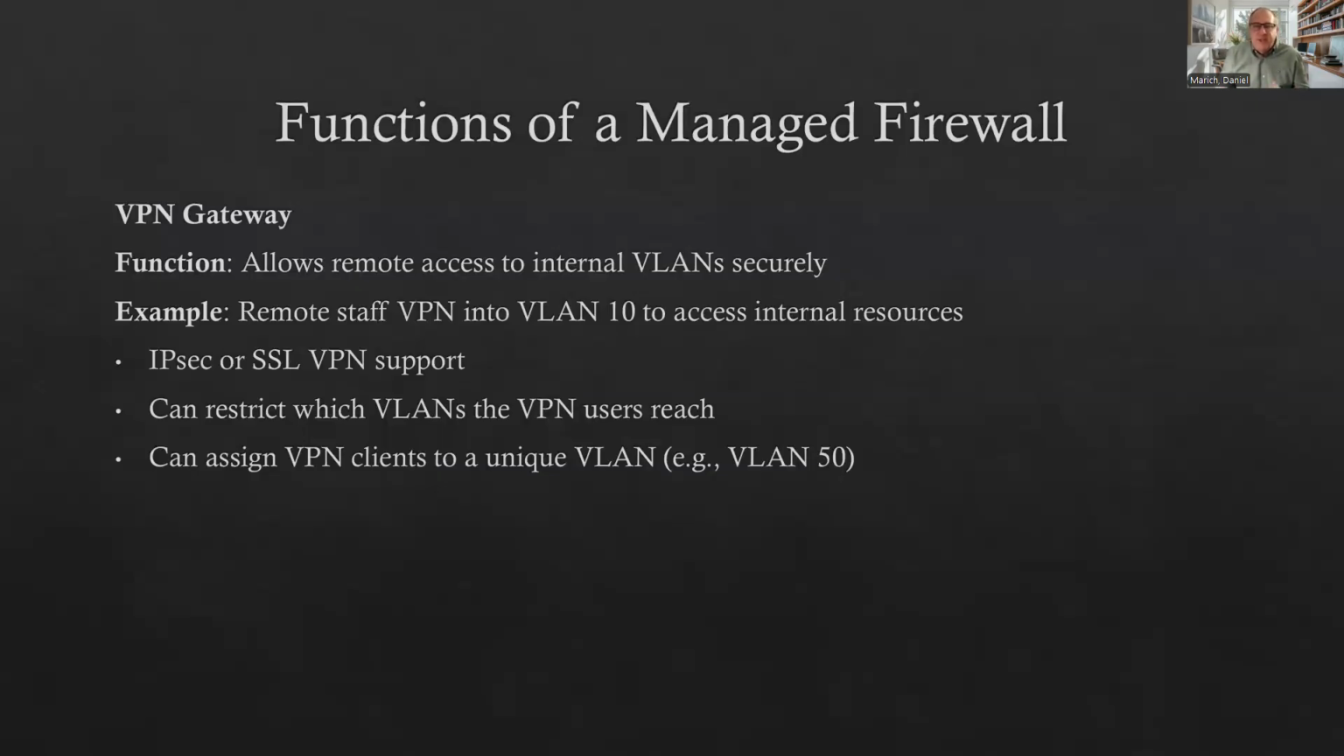least privilege. In some cases, VPN clients can even be placed into their own isolated subnet or dedicated VLAN, such as a VLAN 50, for enhancing control and monitoring. So this functionality is critical for supporting secure telework and third-party access in a segmented network.